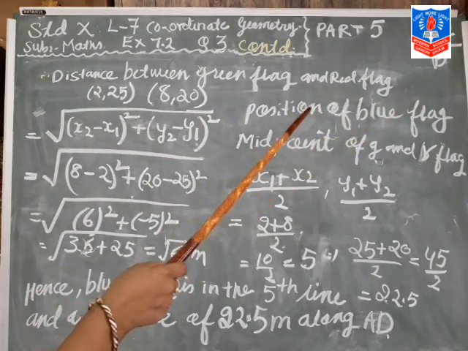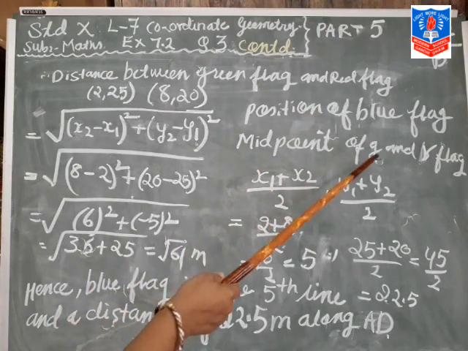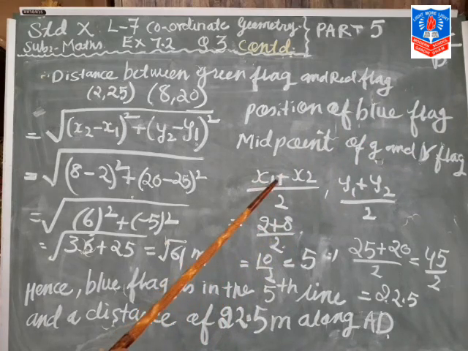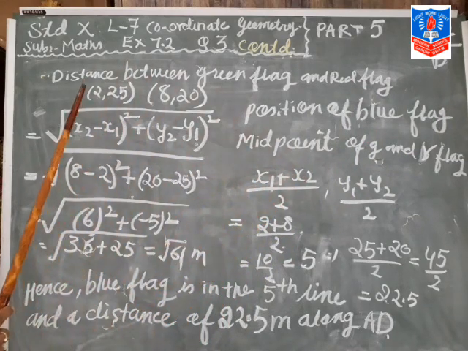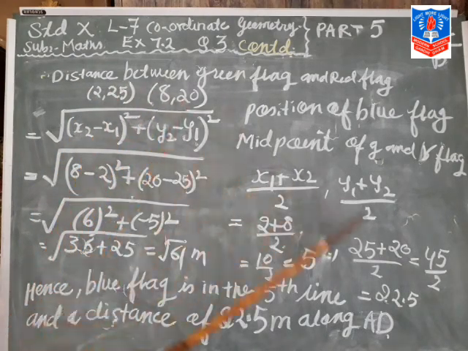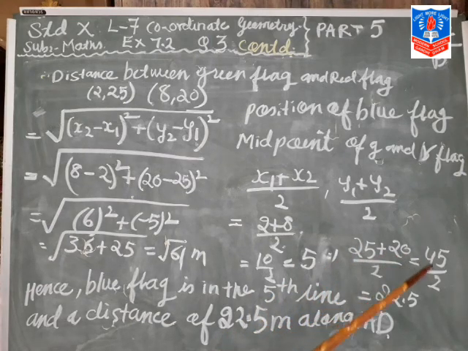And here it is given the position of the blue flag. Okay, where? Exactly in between. So the midpoint of the green flag and red flag. Okay, midpoint formula, x1 plus x2 divided by 2: 2 plus 8 divided by 2, and 25 plus 20 divided by 2. So here 10 divided by 2, that is 5. So fifth row, and 25 plus 20, 45 upon 2. So that is the distance 22.5. So we can write, hence the blue flag is on the fifth line and at a distance of 22.5 along AD. Clear, children?